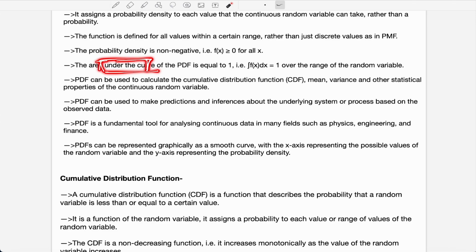So what is the area under the curve? It is integration, right? So we have the integral of f of x dx, which is equal to 1 over the range of the random variable. I hope you are understanding, right?